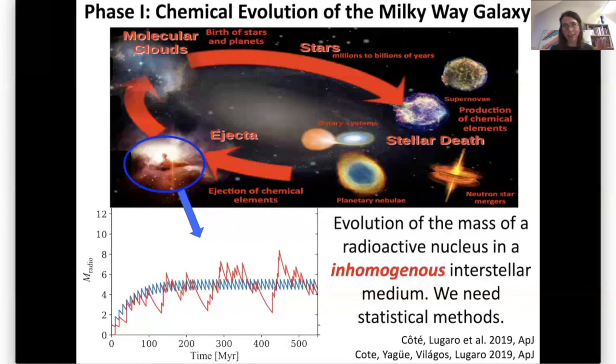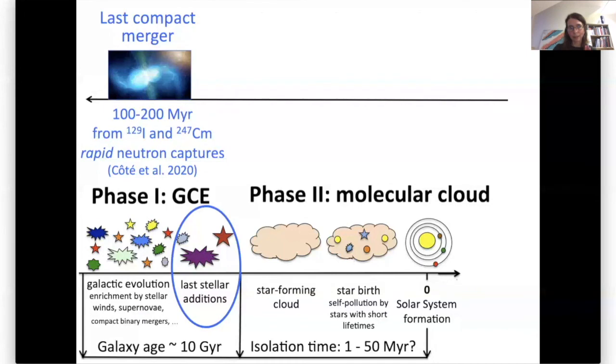Again, I already ran over my time, so I try to be brief, and I don't have the time to explain all this method, but you can look at our papers. Here I just show one very special case where we assume, for example, that the radioactive nuclei that we observe only carry the signature of one last event. So we're trying to build up the timescale of the matter that ended up in the solar system. From rapid neutron capture isotopes, we can time the last neutron star merger event to about 100 to 200 million years before the formation of the solar system.